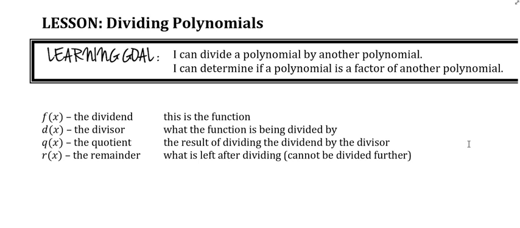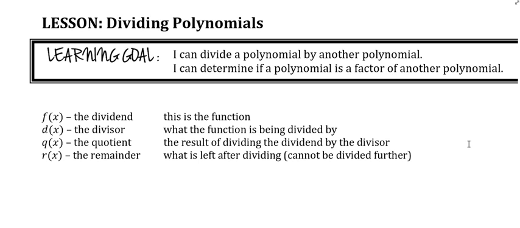So first of all, some definitions. We don't always use f at x. Different questions might have a different thing there, g at x or who knows, right? But for us today, it's going to be f at x. So this is the function that we're going to start with. And then d at x, we're going to call the divisor. So the questions are going to be f at x divided by d at x. How do we do that? That's what we're looking at today.